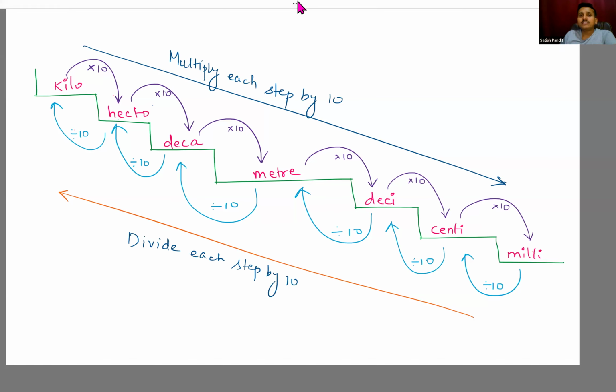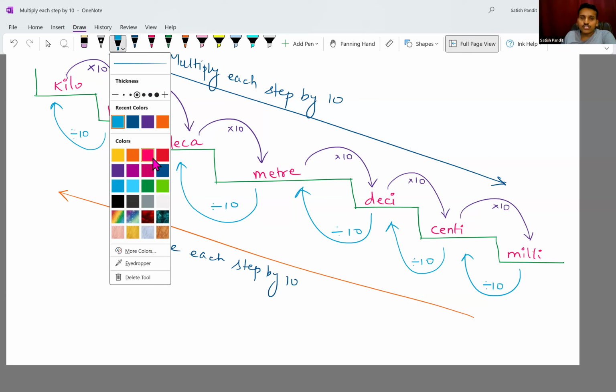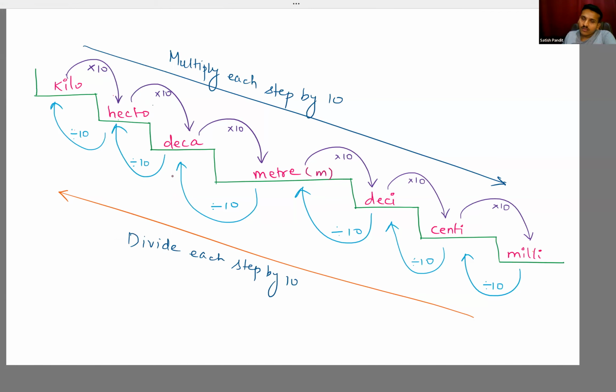Now, see for meter, the short form which we are going to use is small m. Now, if meter is a base unit, here we can have gram, here we can have liters also. If meter is a base unit, this will become millimeter. So milli is small m and meter is m, so mm. It will become millimeter. This will become centimeter.